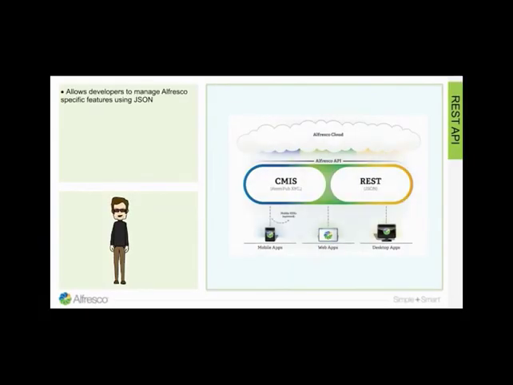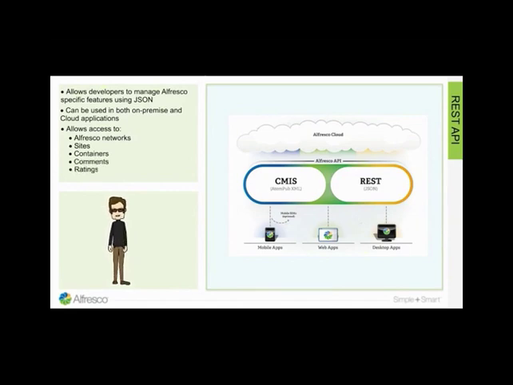The Alfresco REST API lets you manage Alfresco-specific features of content in an on-premise Alfresco repository and in the Alfresco cloud from your own applications. Response and request bodies are all specified with simple JSON. The API gives your application access to Alfresco networks, sites, containers, comments, ratings, tags, and workflow objects.